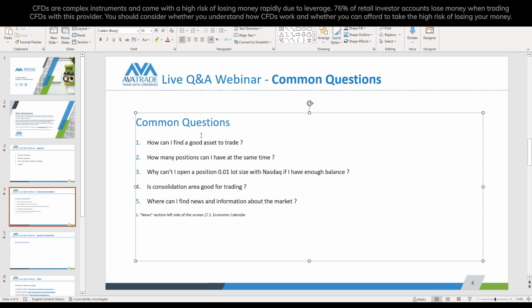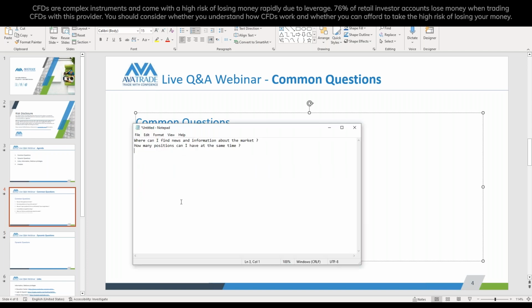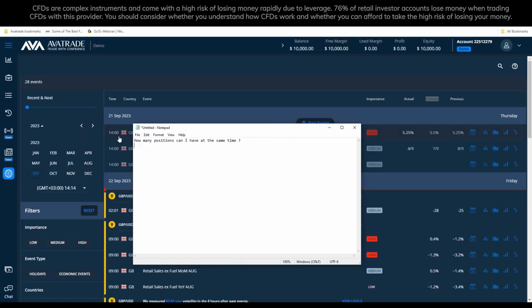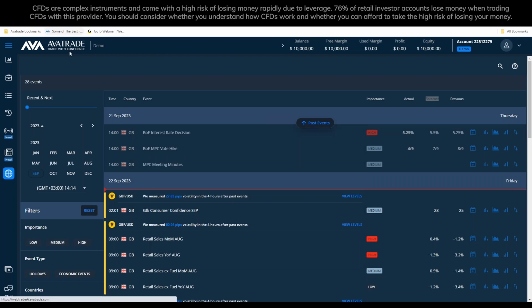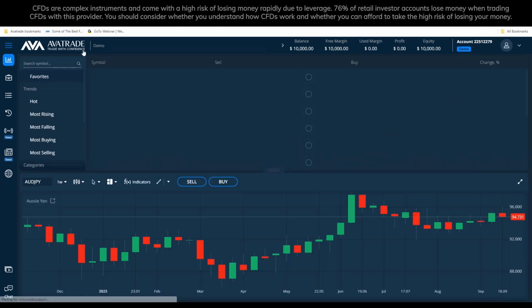Yeah, let's carry on. So how can I find a good asset to trade? This one I think I'm going to save for the last. How many positions can I have at the same time? This is a very interesting question. Let me write it down and see how it goes. So guys, anybody knows the answer to this question? By the way, this button takes me back to the homepage.